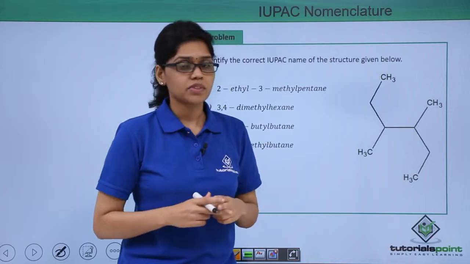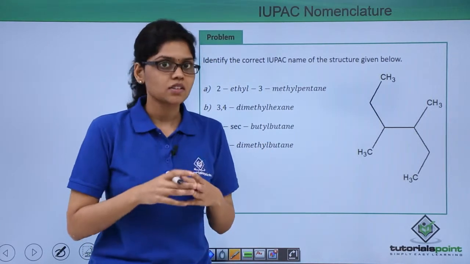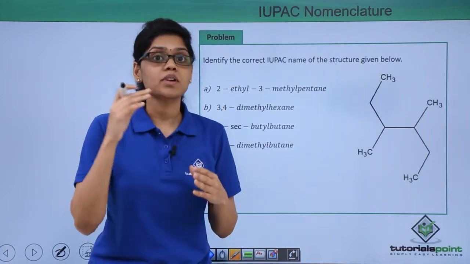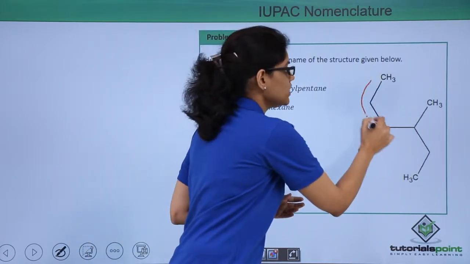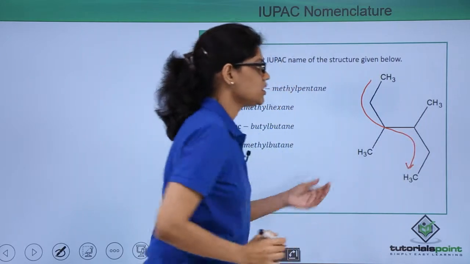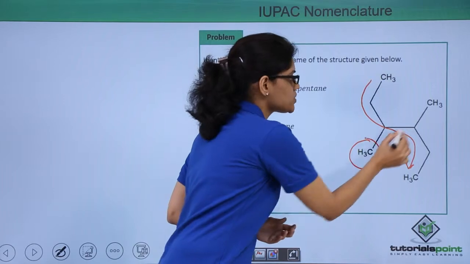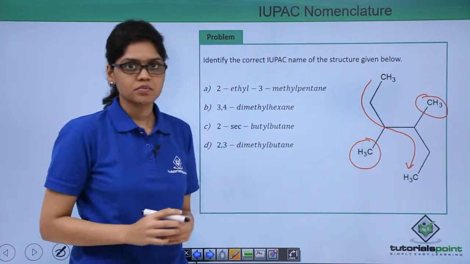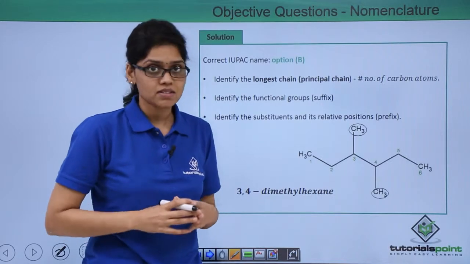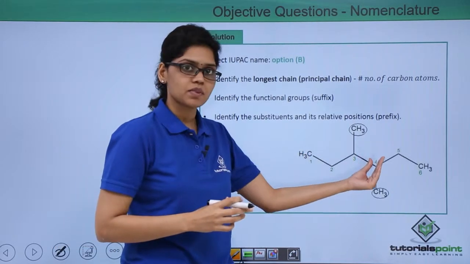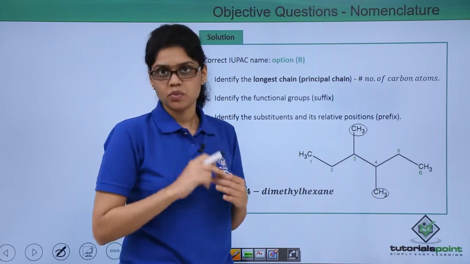So we have 2 ways of numbering, and we know that the parent chain is nothing but that chain which has the longest or maximum number of carbon atoms. So obviously our parent chain would be this particular chain where the numbering happens this way, where these 2 methyl groups will simply become the substituents. So based on this, you can easily figure out what will be the correct IUPAC name, that we start numbering this way such that the 2 methyl groups are at 3 and 4 position.